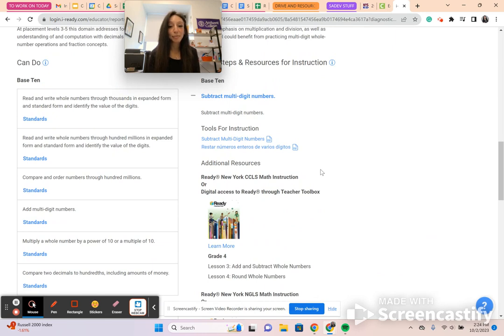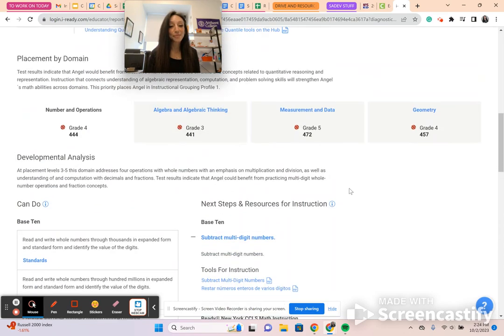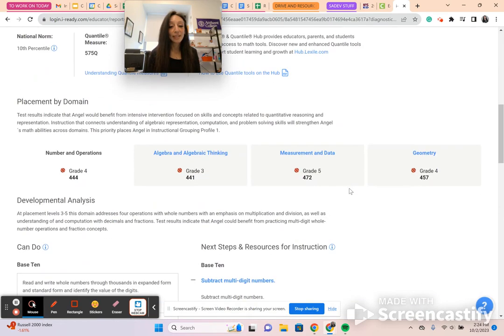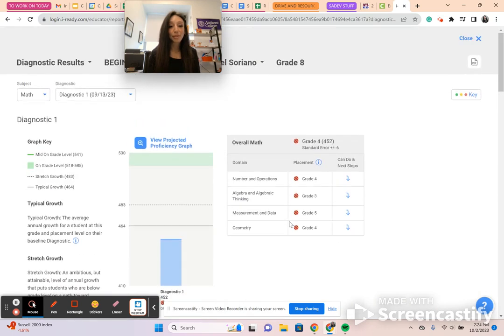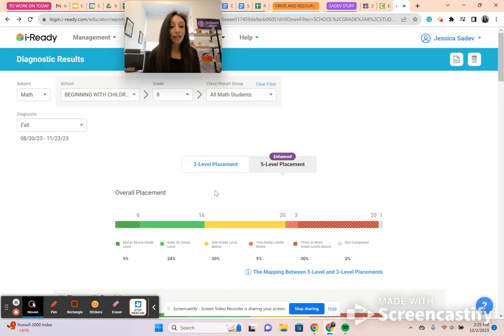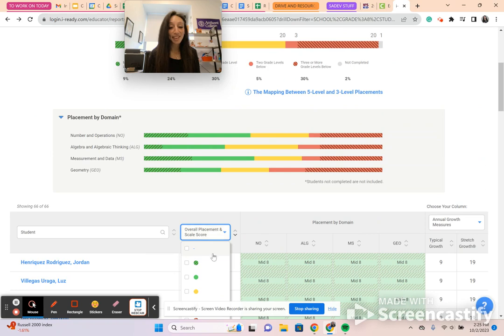So thinking about subtracting multi-digit numbers, if you were to click on any one of these next step skills, you could click on these PDFs for an actual lesson plan or lesson plan materials. Some are more fleshed out than others. Now, I can see that I'm looking for other kiddos who also need subtracting multi-digit numbers as a small group topic. And so I would go back and see, all right, so do this again.